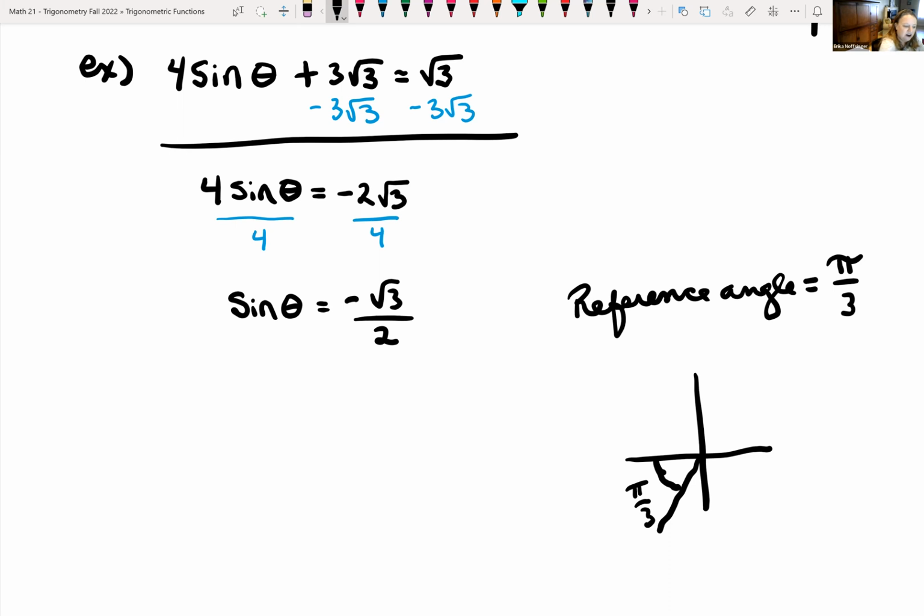So I want to figure out what is that angle that would get me down to the terminal side, starting at the standard position. So pi plus pi/3, or 3pi/3 plus pi/3, theta is going to equal 4pi/3.